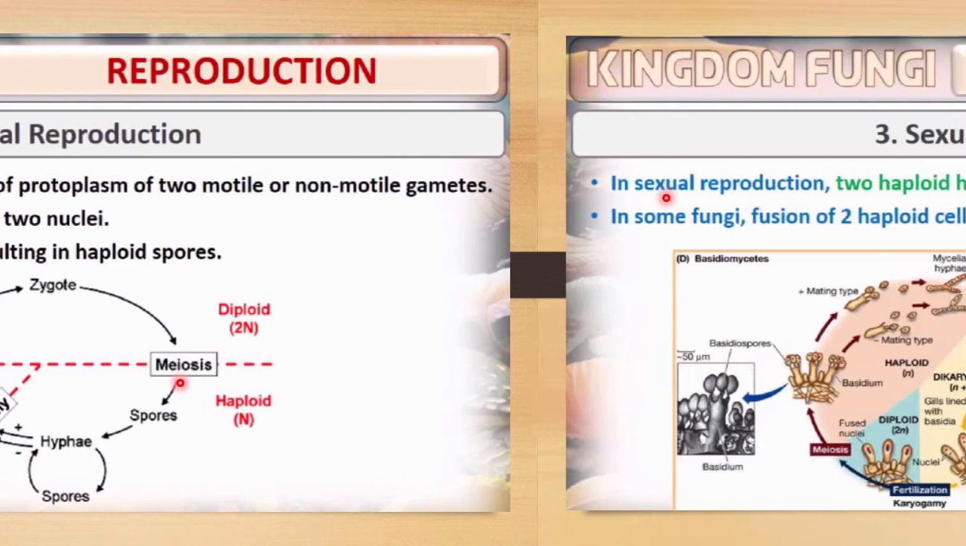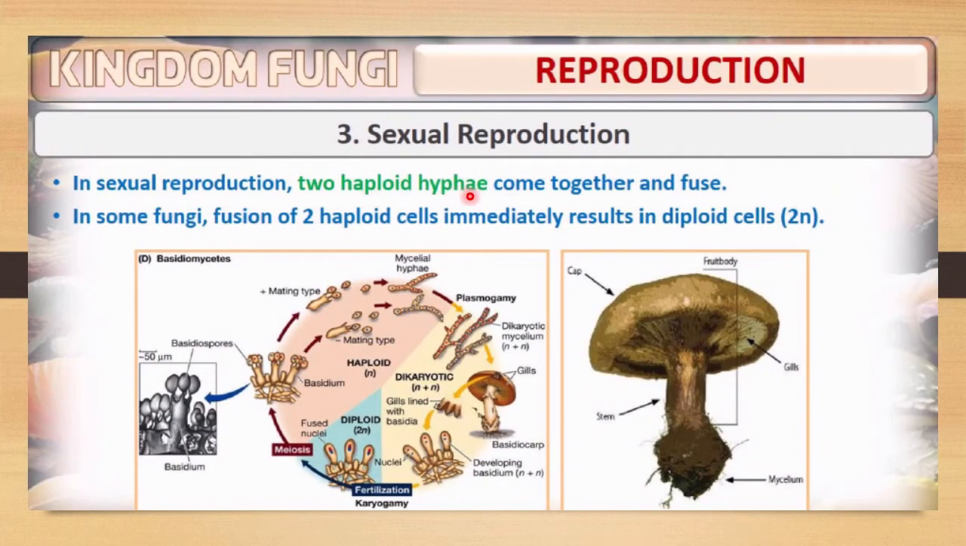During sexual reproduction, two haploid hyphae come together and fuse. Due to this fusion of two haploid hyphae, what happens? Immediately it will result in a diploid cell. Now it will be 2N, or a diploid cell, because of the fusion of two haploid hyphae.